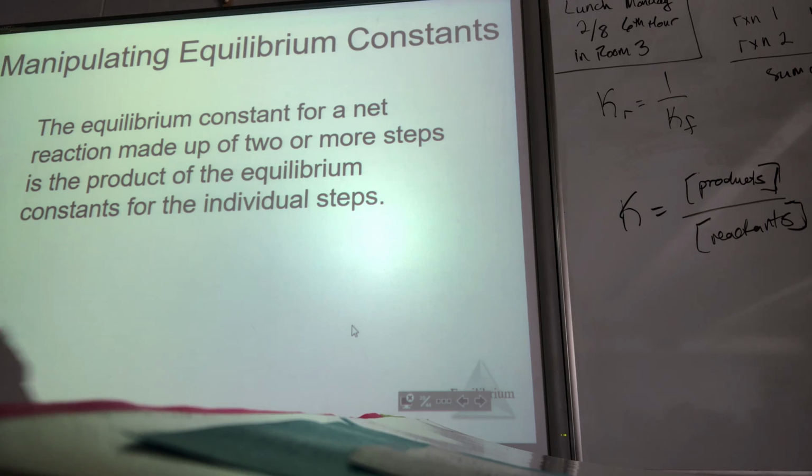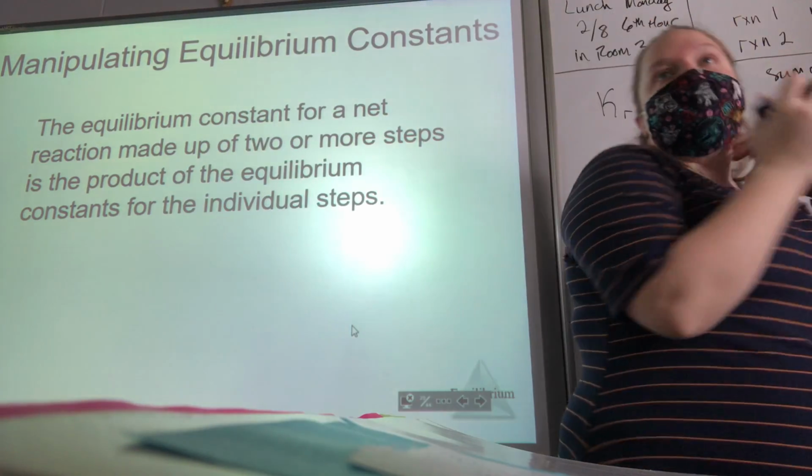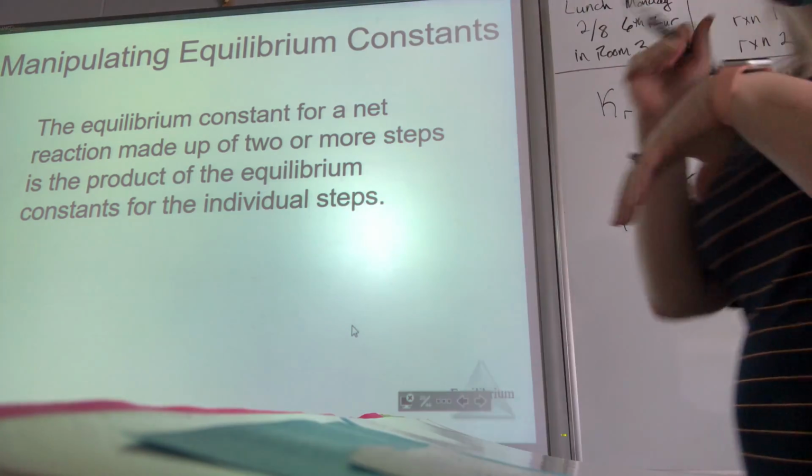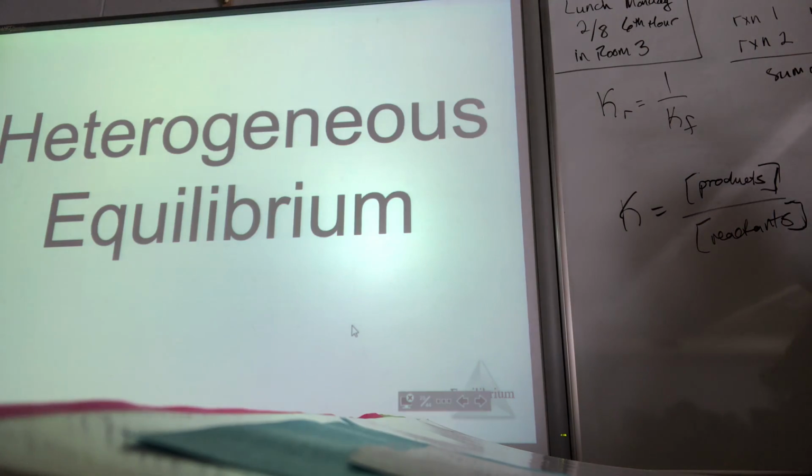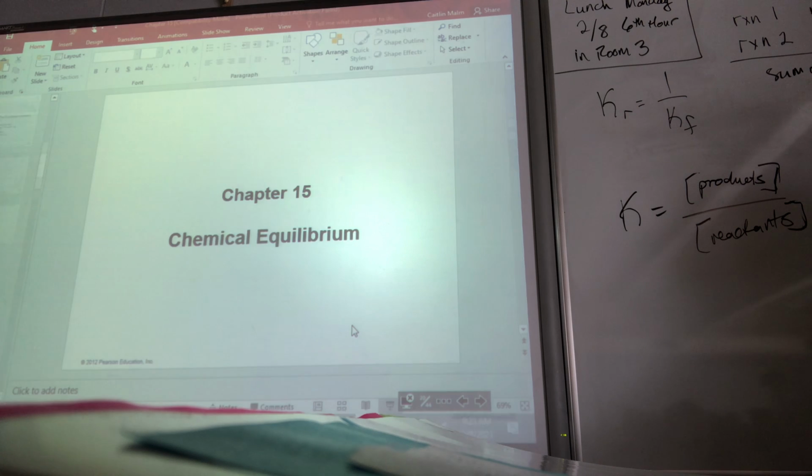In the past, we've taken two reactions, added them together. We had delta H values. We added the delta H values. For K values specifically, they are multiplied.